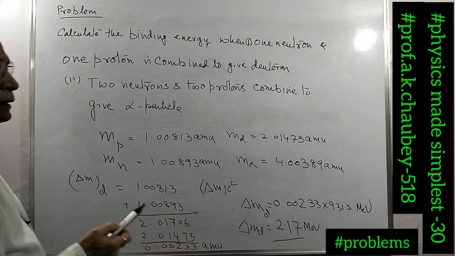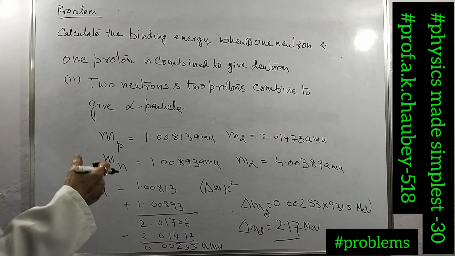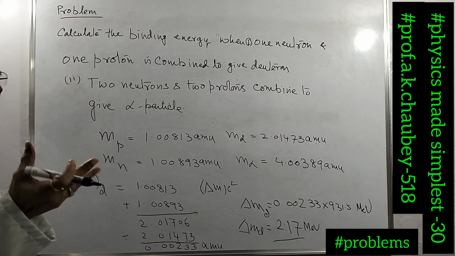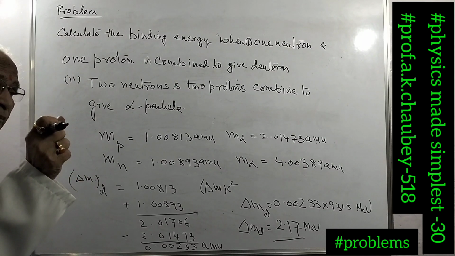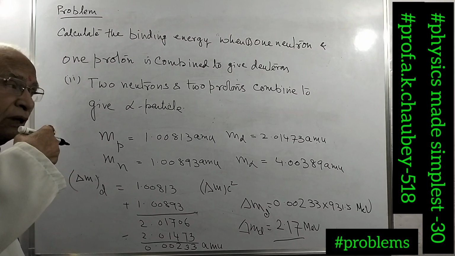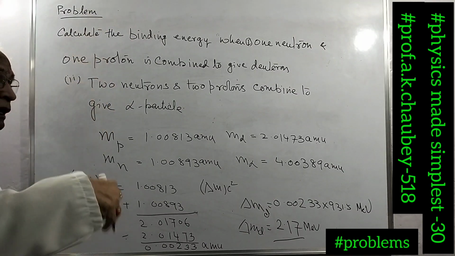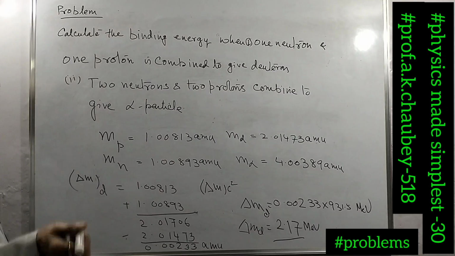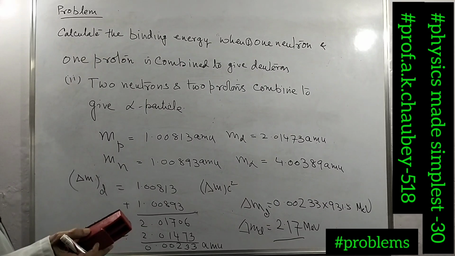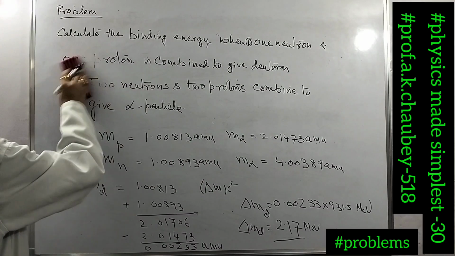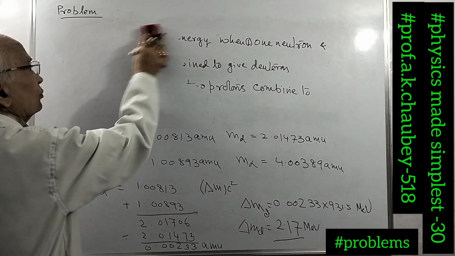But this is the total binding energy of the deuteron, 2.17 MeV, as calculated from the mass difference. That means this much mass is lost. Two nucleons, one proton and one neutron, combined to get the deuteron, and its system becomes bound, because now the energy is evolved. If you want to break this system, you have to supply this much energy to the deuteron to get the neutron and proton separate.